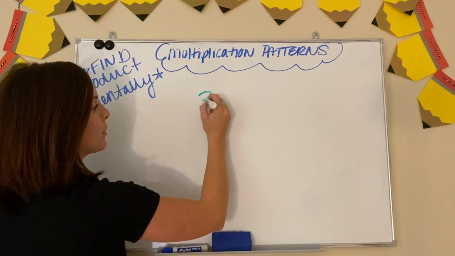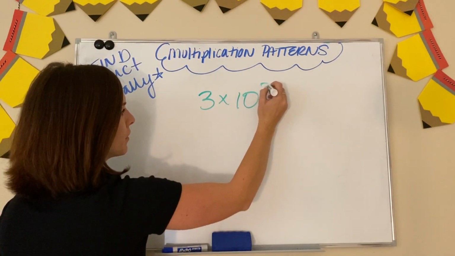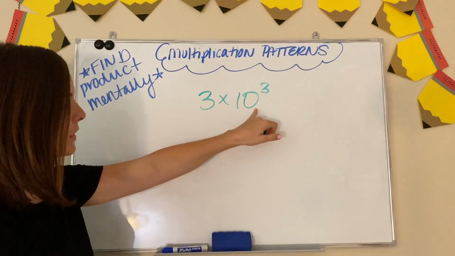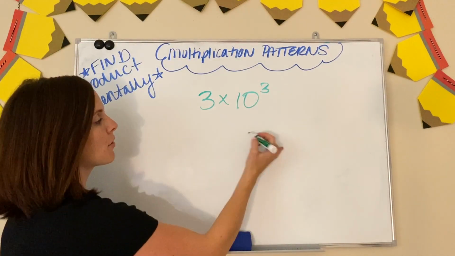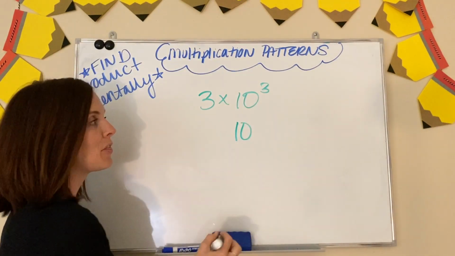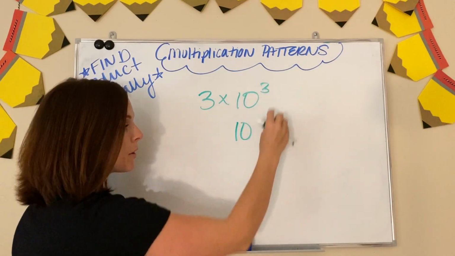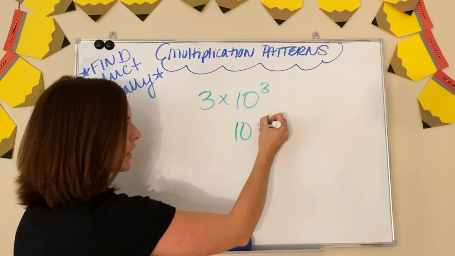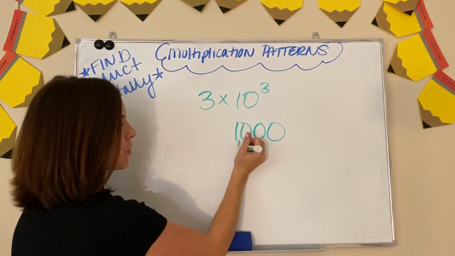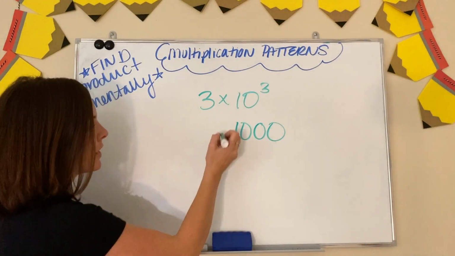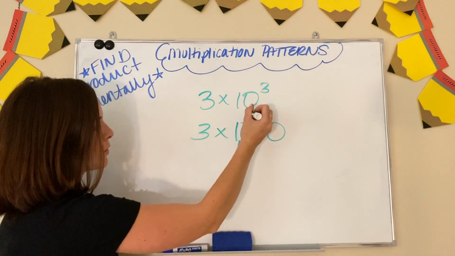What if I have 3 times 10 to the third? So let's break out what 10 to the third is. 10 to the third is 10, but there needs to be 3 zeros. So far I have 1. I need 3 zeros. So 10 to the third is the same thing as 1,000. And they want me to multiply that times 3.